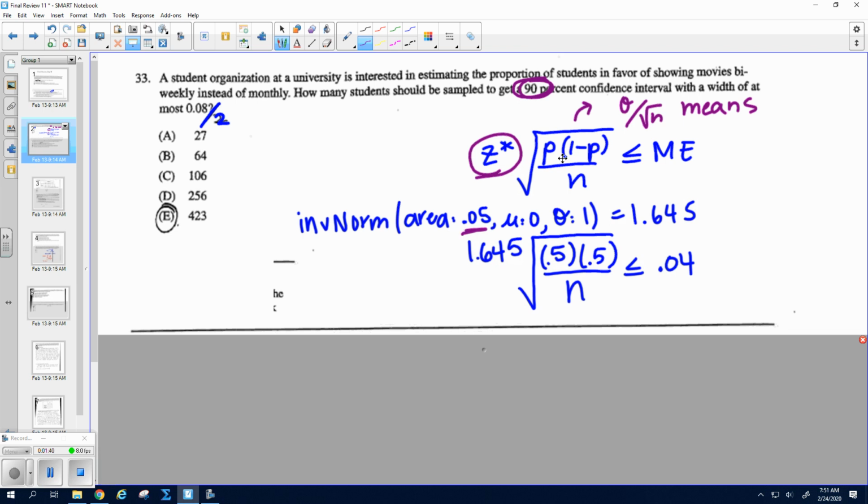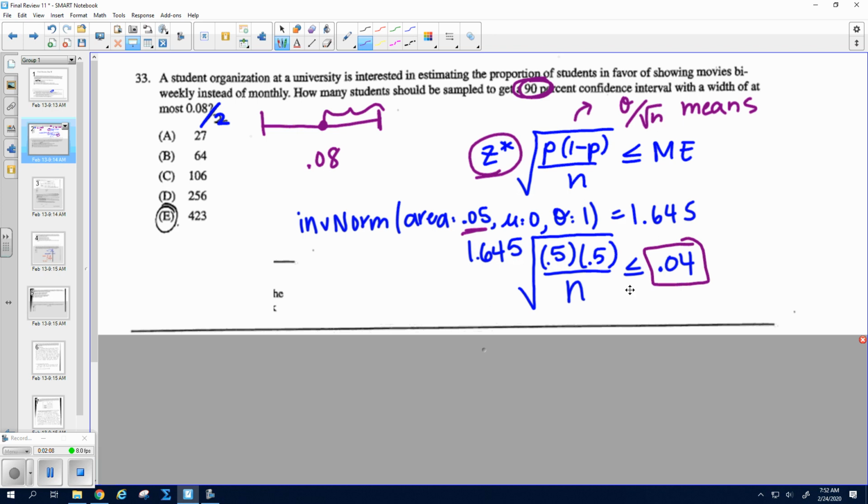Okay, we don't know any P's. If there was a sample proportion, we would use it, but we use 0.5 if they don't give us one. And then why are we plugging in 0.04? That's probably where most of you messed up. You probably plugged in 0.08. The actual width of the confidence interval is 0.08, whereas the margin of error is from the center all the way to one tail. So you have to divide by 2 to get 0.04.